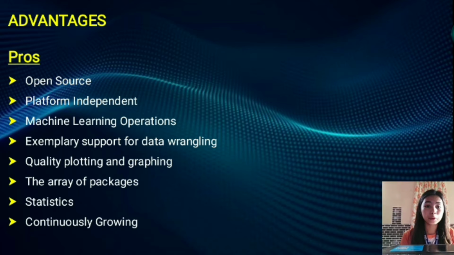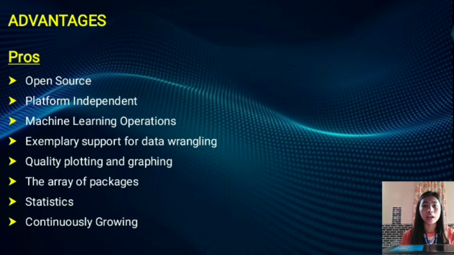Next advantage is exemplary support for data wrangling. The R programming language provides exemplary support for data wrangling. Next is quality plotting and graphing. R facilitates quality plotting and graphing. The popular libraries like ggplot2 and Plotly advocate for aesthetic and visually appealing graphs that set R apart from the other programming languages.